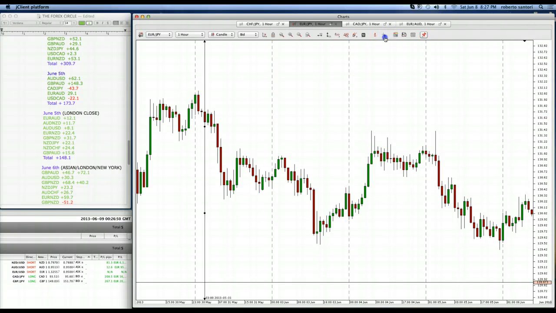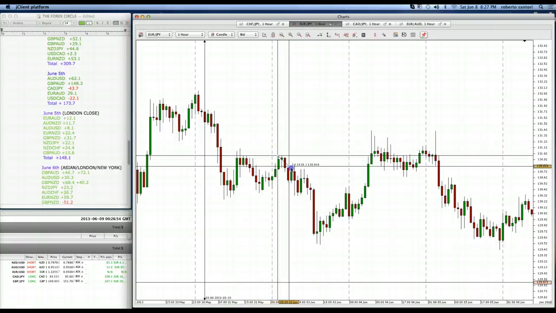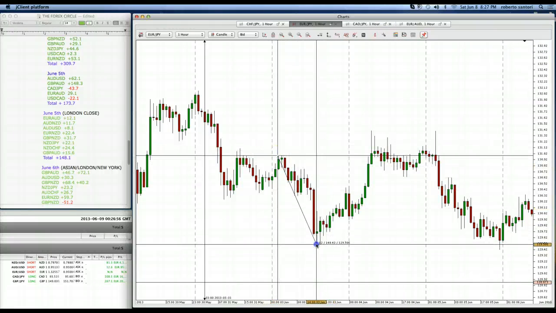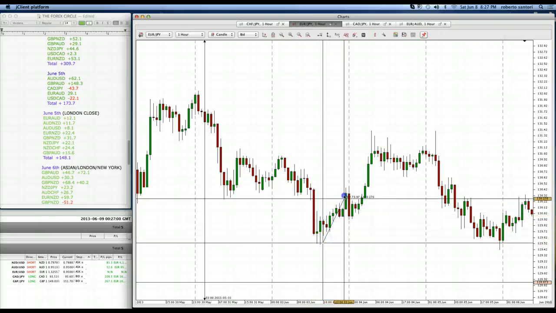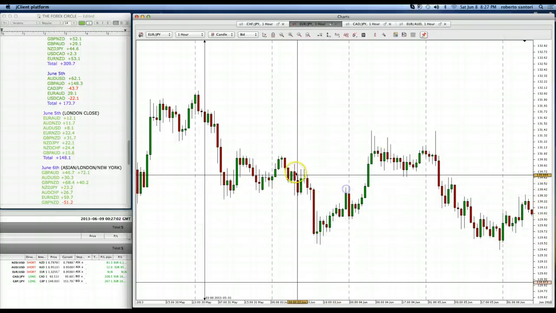How many pips? I can't get this crosshair to work. Just 1 second, please. There it is. Okay, so it went down 149 pips. This is the end of the London session close, so take a trade, it went up 89 pips.